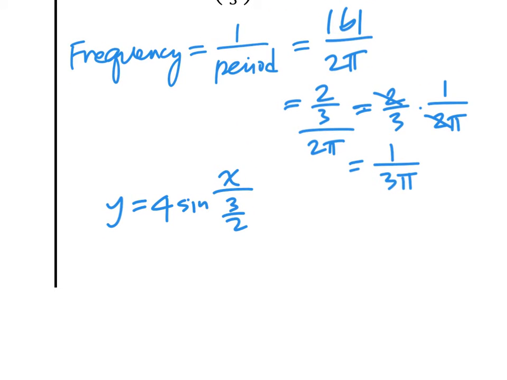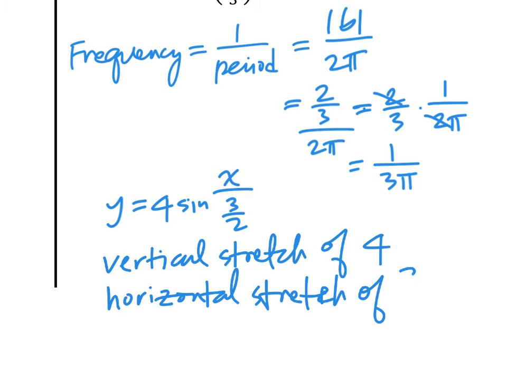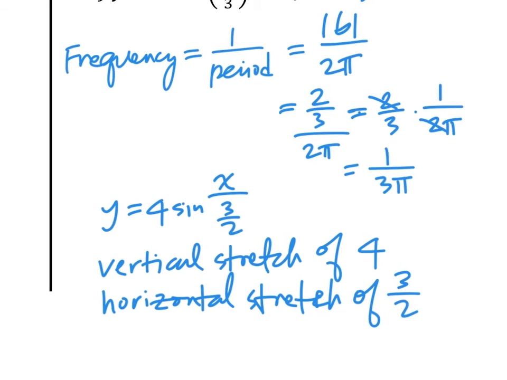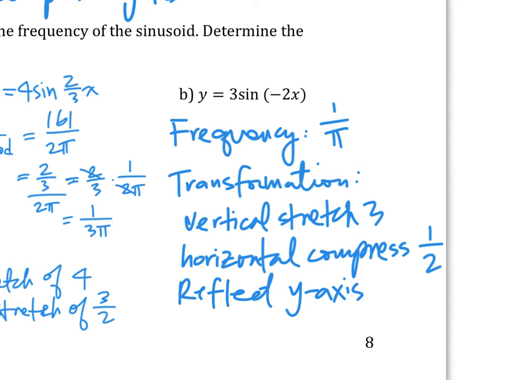Now let's look at the transformation. This 4 means vertical stretch of 4, or factor of 4. 3/2 means this is a horizontal stretch of 3/2. Those are the only two transformations for this graph. All right, let's go ahead and have you pause the video and try this one. All right, go ahead and check your answer.